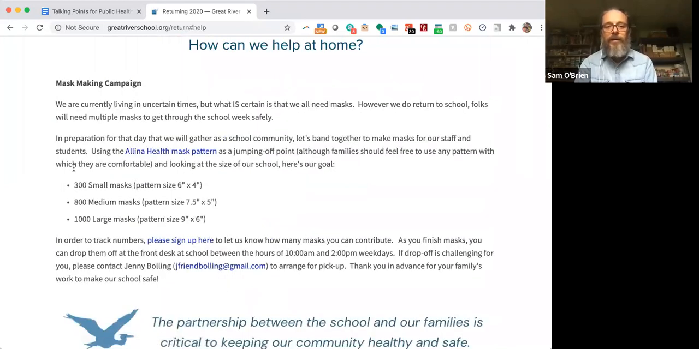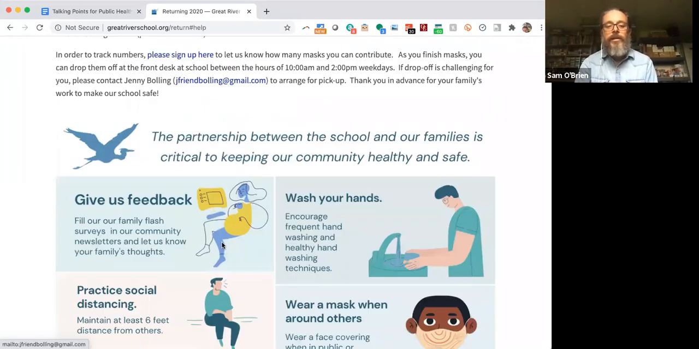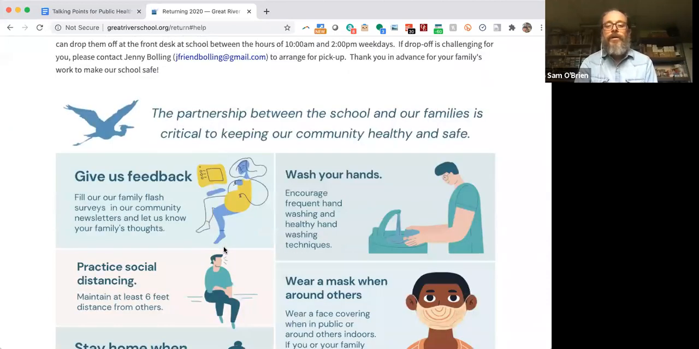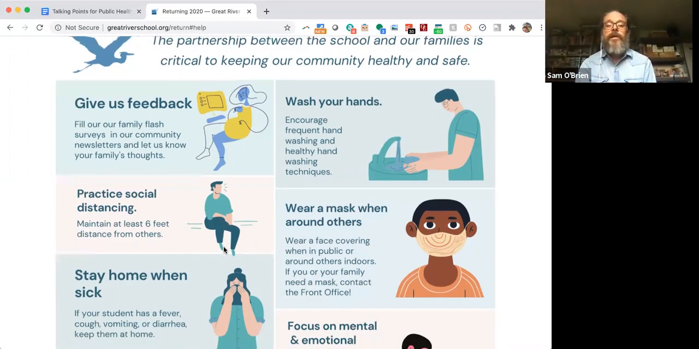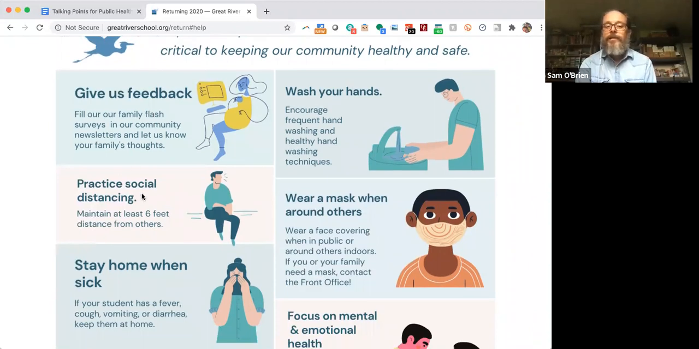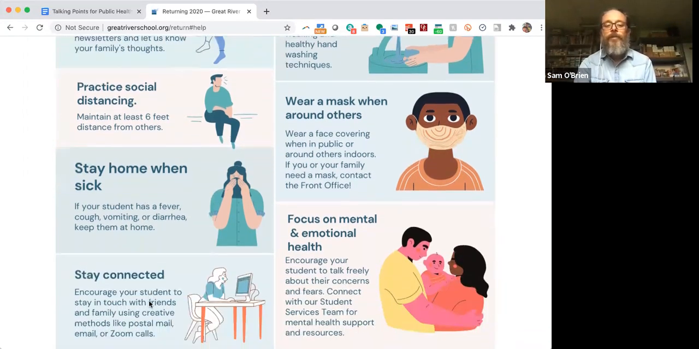And right now, I just want to remind folks, we do have an active mask-making campaign going on. Thank you to Jenny Bowling, one of the parents who is organizing that. And then also, we've made a little infographic here that you're welcome to print or copy or handwrite out, just to let you know we've got to hear from you to make this work this year. We want you to be practicing physical distancing outside of school. Please, everybody, staff and students and families alike, if you have any signs of illness, you're going to stay home.